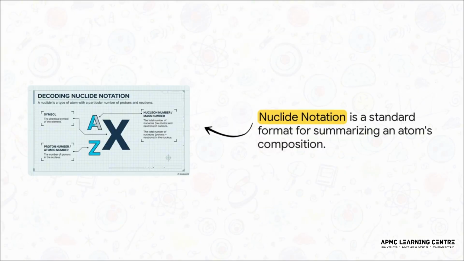Now, to keep all of this straight, scientists came up with a handy little code. The big X is just the symbol for the element. The bottom number, Z, is the atomic number. That's the proton count, and it's what gives an atom its identity. The top number, A, is the mass number. That's the total number of protons and neutrons combined.